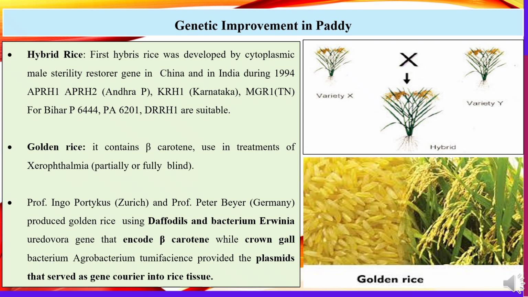Golden rice. Contains beta-carotene, provitamin A. Used to treat xerophthalmia, partial or complete blindness caused by vitamin A deficiency. Developed by Professor Ingo Potrykus, Zurich, and Professor Peter Beyer, Germany. Genes used from daffodil, Narcissus pseudonarcissus, and the bacterium Erwinia uredovora, encode beta-carotene. Agrobacterium tumefaciens, crown gall bacterium, provided plasmids as gene carriers into rice tissue.